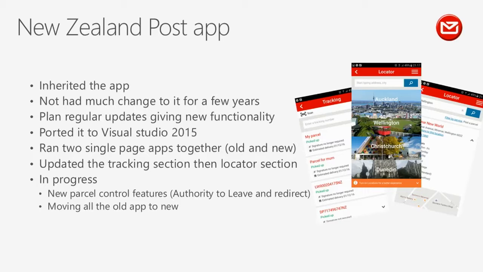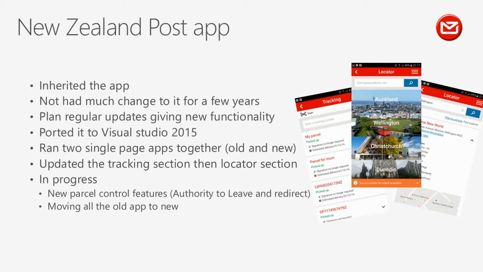So the first thing we did was we updated the tracking section. So when you're tracking your parcels, all that information got there. It wasn't complete. There were other things that we knew were coming, but we got it working to a point that was nice and usable. And then we did a locator section. Where's your local post shop or parcel selling place or that kind of thing.